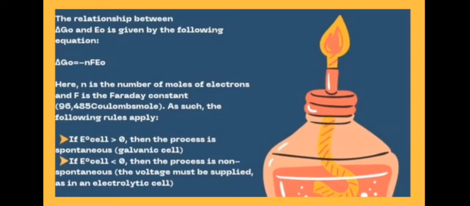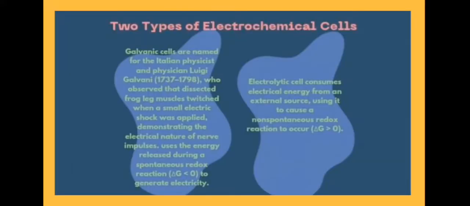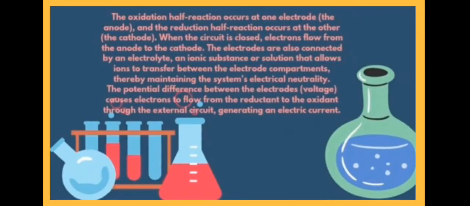Here, n is the number of moles of electrons and F is the Faraday constant, 96,485 coulombs per mole, such that the following rules apply. If standard cell potential is greater than 0, the process is spontaneous, or a galvanic cell. If standard cell potential is less than 0, then the process is non-spontaneous. The voltage must be supplied, as in an electrolytic cell. Two types of electrochemical cells: galvanic cells and electrolytic cells.